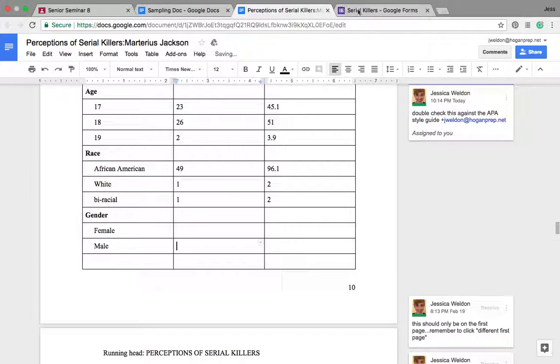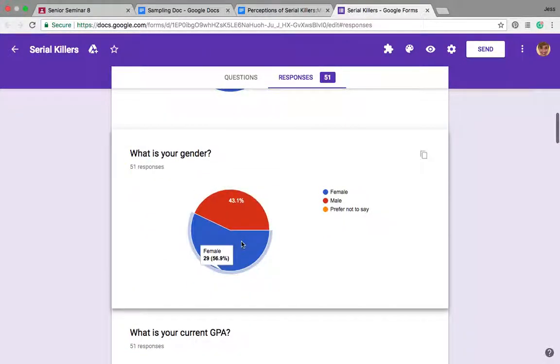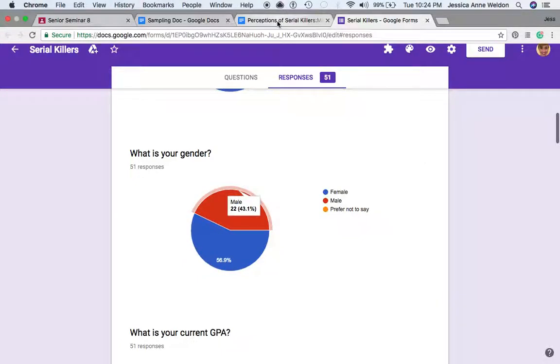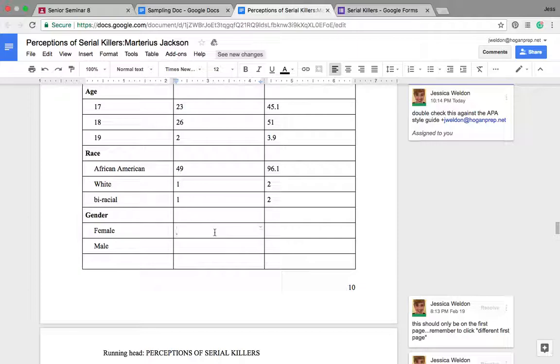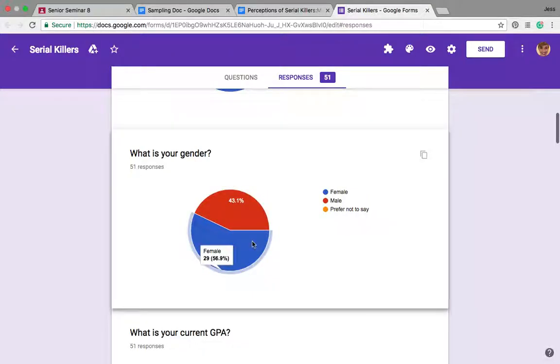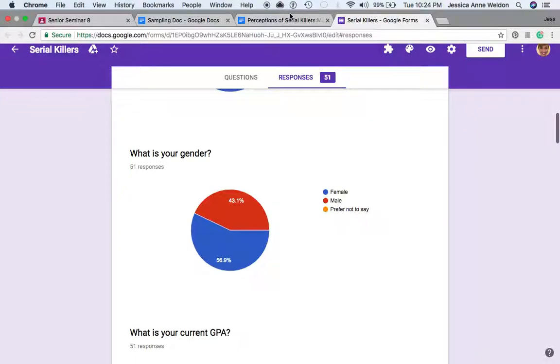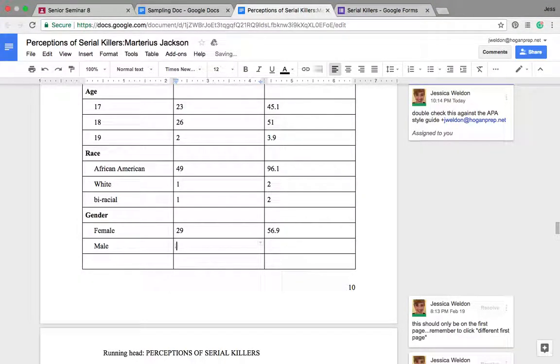Okay, so I'm looking on here. There's 56.9% female, that's 29 of them. 56.9. And then male is 22, and that's 43.1%. 43.1. Okay.